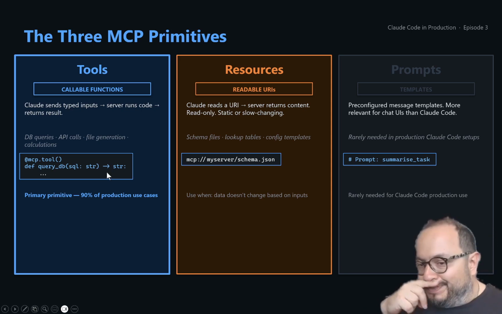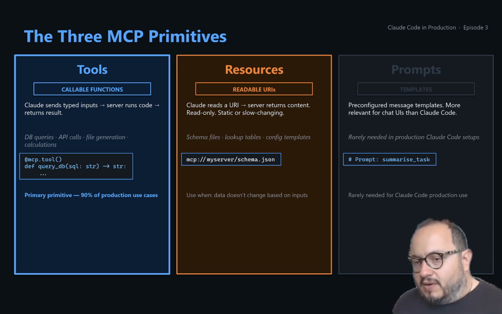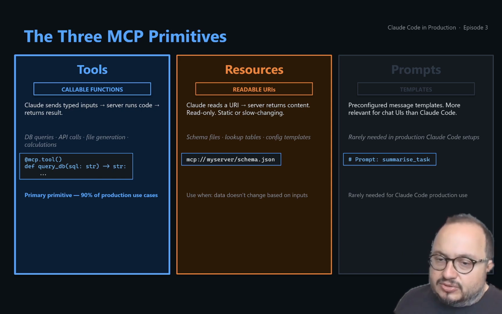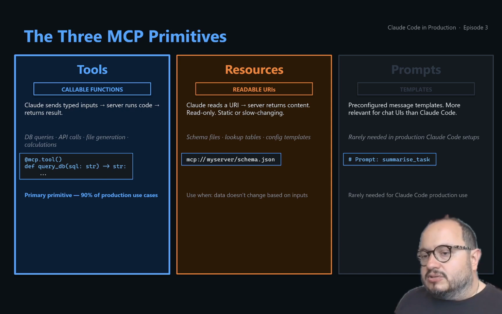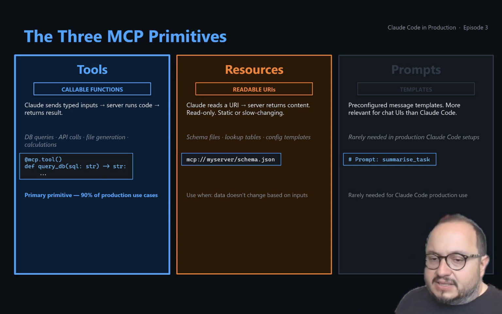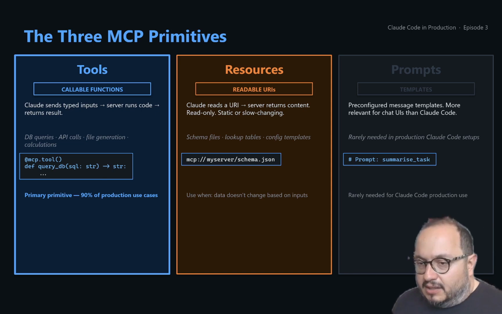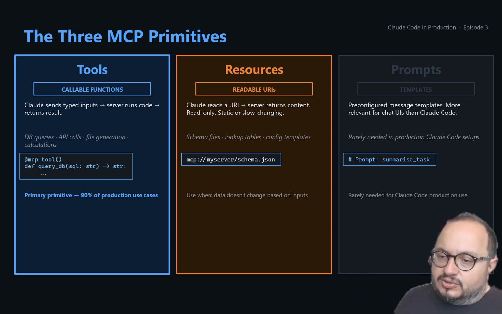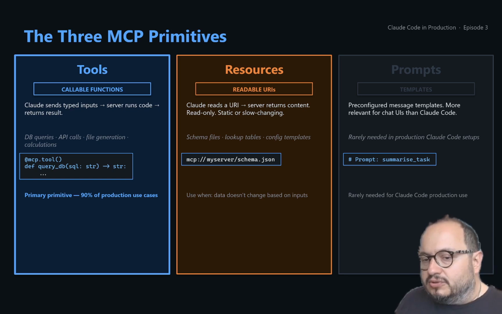Resources are the second primitive. A resource is a URI that returns content, similar to a file endpoint. Claude can read a resource to get data. Resources are the correct primitive for reference content that does not change based on inputs, for example a schema file, a configuration template, a lookup table. Resources are read-only and static. For most production use cases, tools are more useful than resources because they accept parameters.